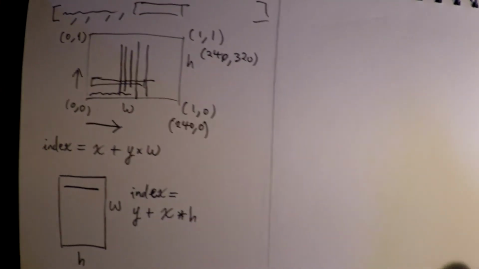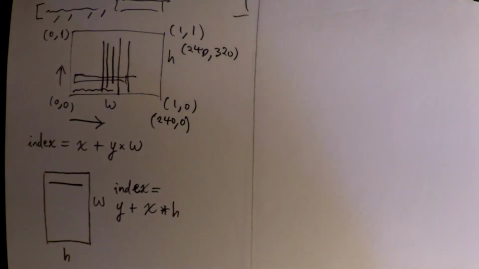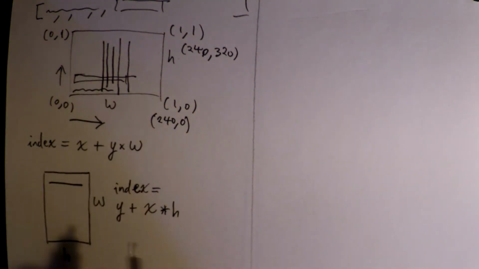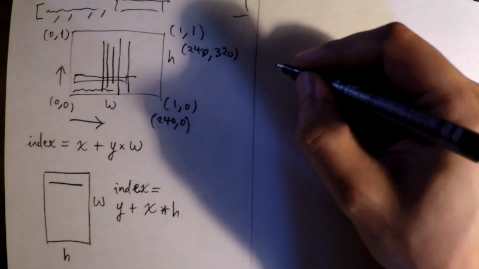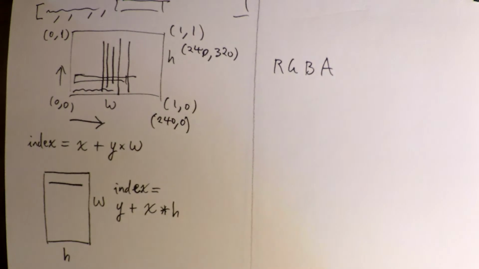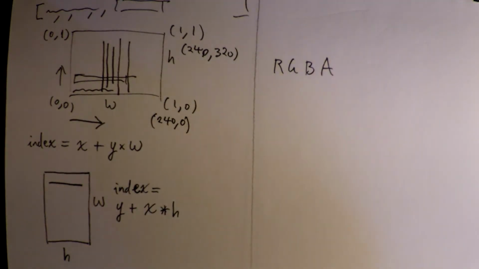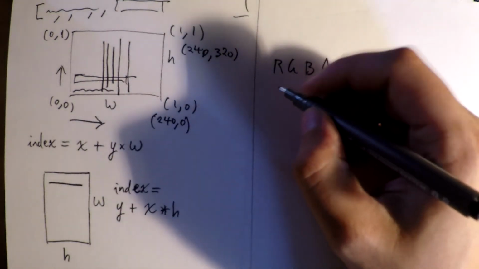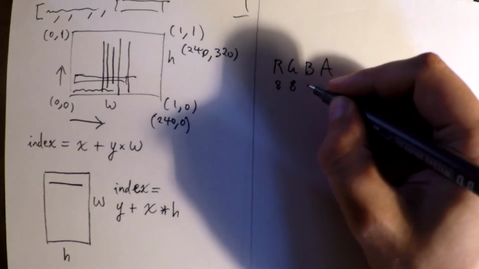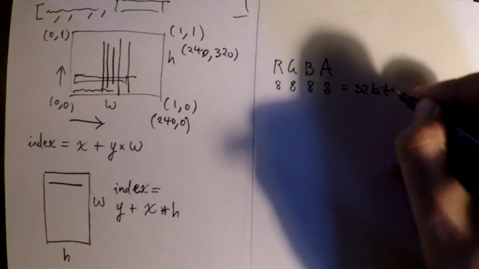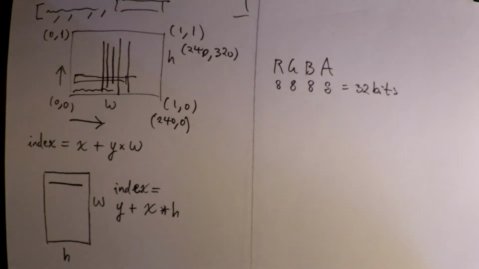The second thing I want to talk about is how do we actually store the color data for this. Remember, we're using red, green, blue, and alpha for each pixel, and it's tempting to make an array of these. However, each channel uses 8 bits, 8 bits, 8 bits, 8 bits. So really, a 32-bit integer is perfectly fine.